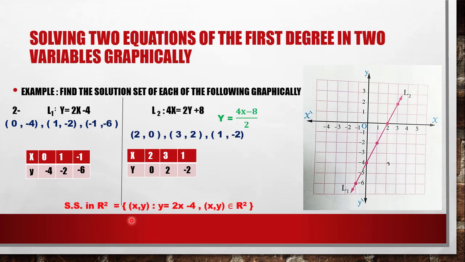So the solution set is the set of ordered pairs (x, y) such that y equals 2x minus 4. You can write this equation or this equation, one of them, and (x, y) belongs to R squared. R squared is the R by R plane. So the solution set in R squared is the set of ordered pairs (x, y) such that y equals 2x minus 4 and (x, y) belongs to R squared.